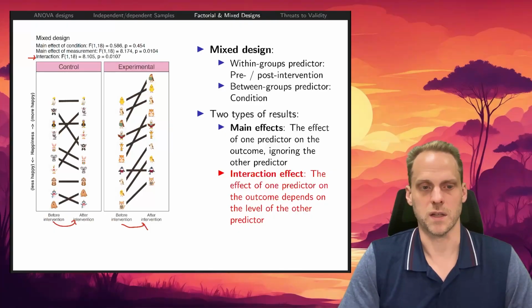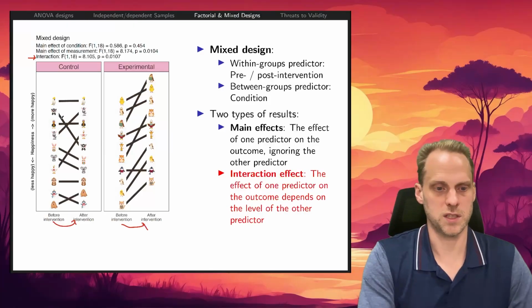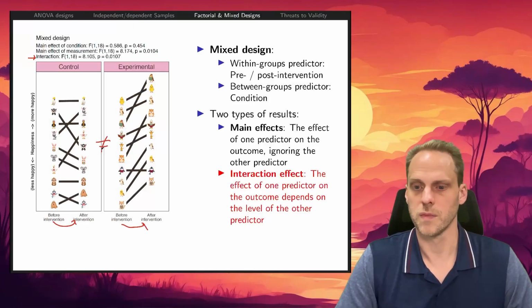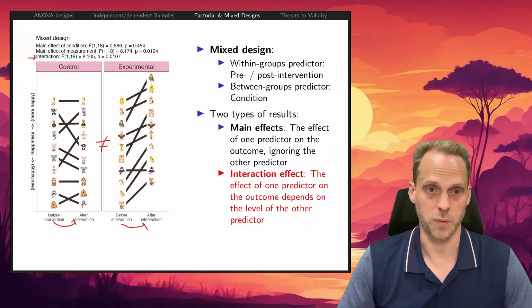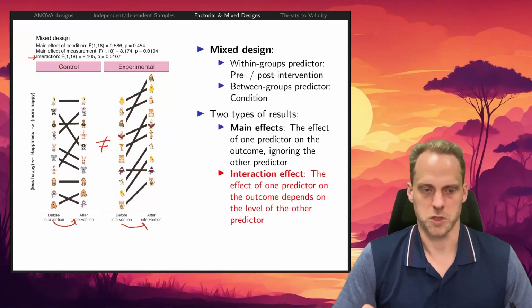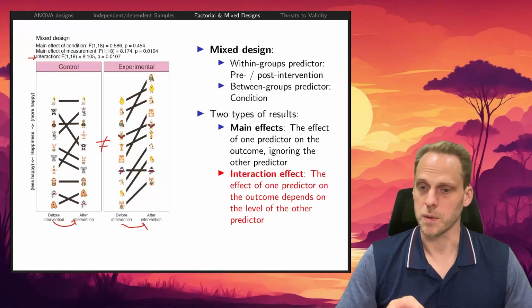And here we find it, right? So we see, okay, the relationship over time is different between the control and the experimental condition, right? And that is actually in line with our hypothesis. We expect that a control condition where nothing happens, they stay just as happy as normal, and in experimental condition, they would actually go up.